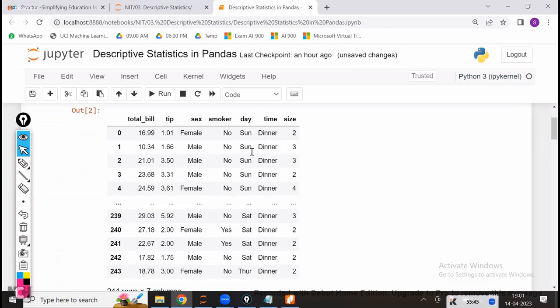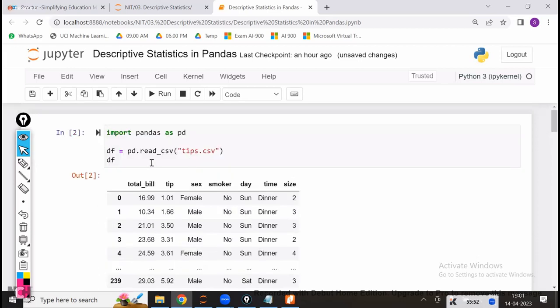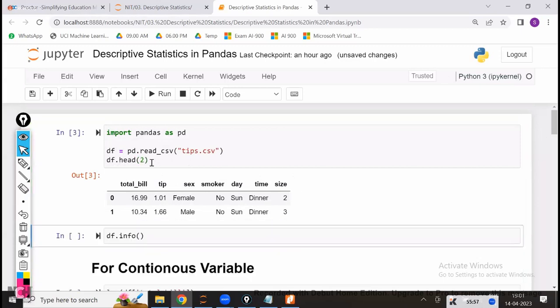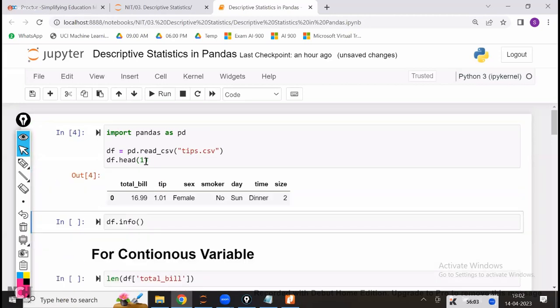There is no use if it is printing the first 5 and last 5. For me, I only want to check whether I have loaded the correct data set or not. So for that, I'm just going to write the head function. Within that, 2 records are sufficient for me. Even 1 record is sufficient. I only want to see whether I have loaded a correct data set or not.